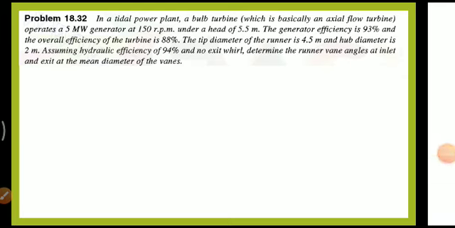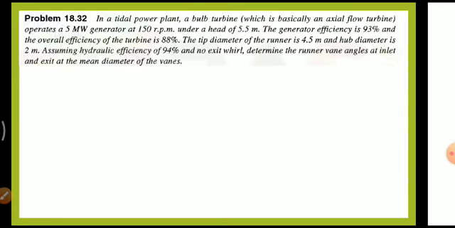Here is our last problem for the Kaplan turbine. In a tidal power plant, a bulb turbine, which is basically an axial flow turbine, operates a 5 megawatt generator. The output of the generator is 5 megawatt at 150 rpm under a head of 5.5 meter. The generator efficiency is 93%, and the overall efficiency of the turbine is 88%.